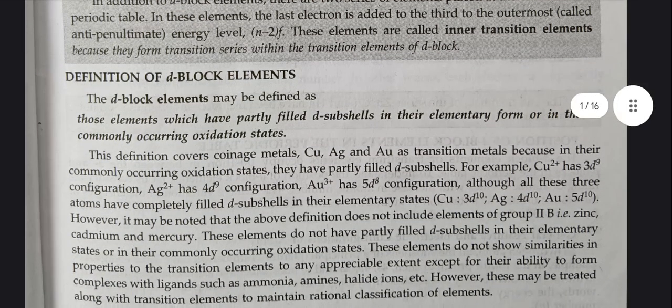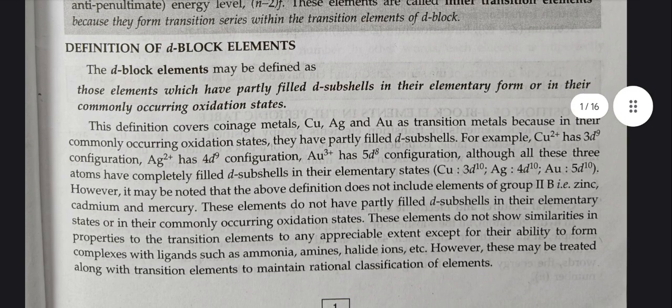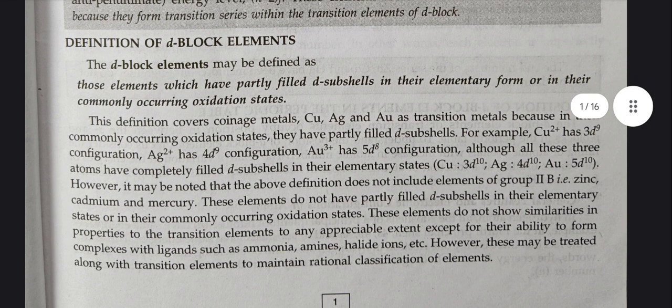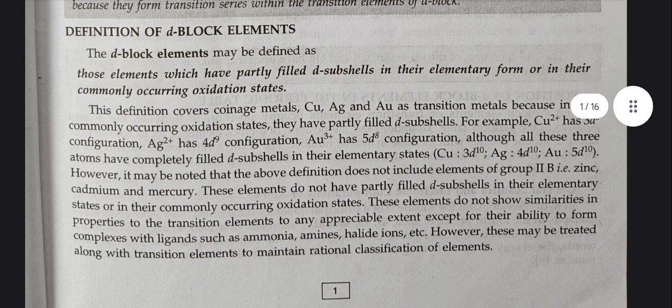Definition of d block elements: the d block elements may be defined as those elements which have partly filled d subshells in their elementary form or in their commonly occurring oxidation states. This definition covers coinage metals, copper, silver, and gold as transition metals because in their commonly occurring oxidation states they have partly filled d subshells. For example, Cu2+ has 3d9 configuration, Ag2+ has 4d9 configuration, Au3+ has 5d8 configuration. Although these all three atoms have completely filled d subshell in their elementary states: copper 3d10, silver 4d10, gold 5d10.